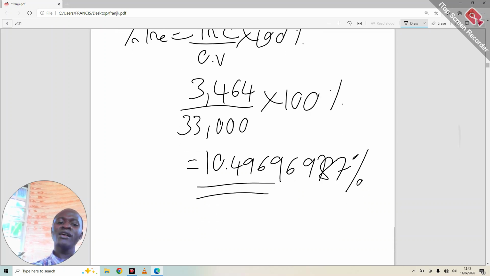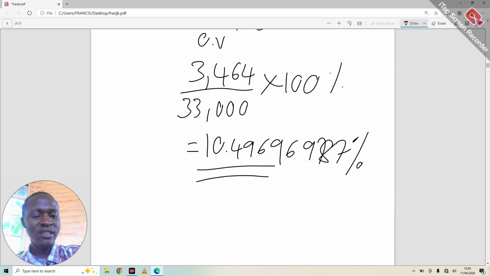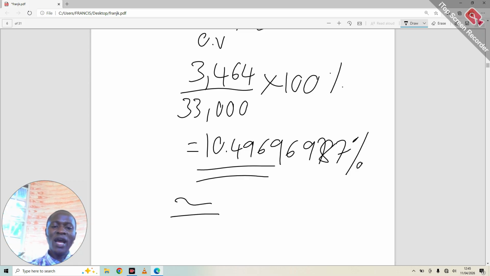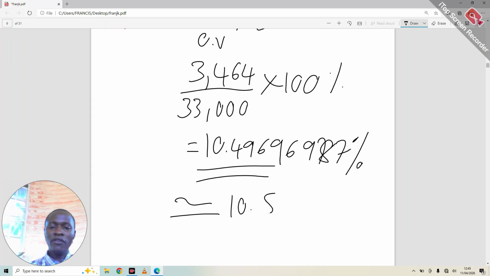10.496968987%. Remember, this is a percentage, not shillings, not currency. So that is that. You can approximate your answer after writing this full answer, and you may have 10.5% as your final answer. It will still be correct, only after having this.